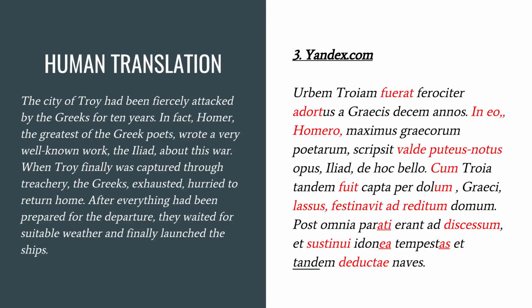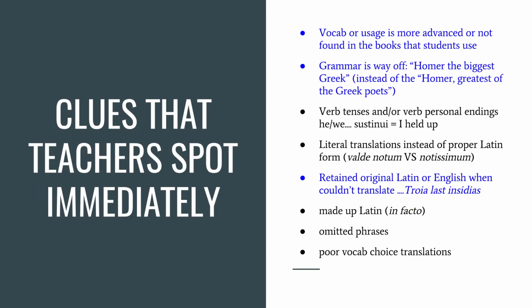So now for this one, I took the passage on the left and had Yandex spit out Latin, and all of the red marks basically are where there are obvious errors in the translation into Latin. I won't go over the details because I'll get to that in the next slide. Some of the things that we notice as teachers that have been put through online translators. So yeah, here are the clues that teachers can spot immediately.